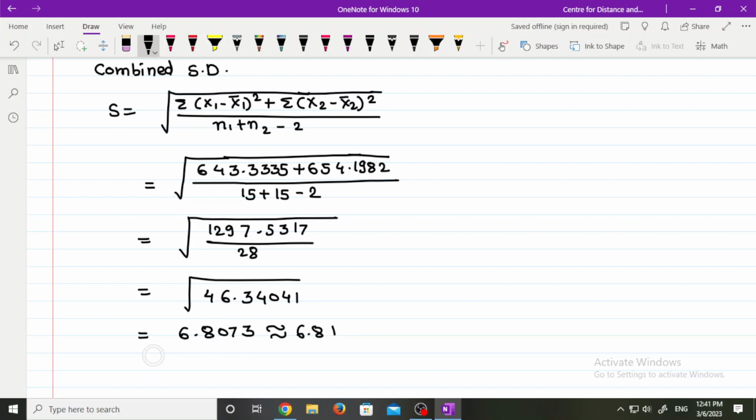which is approximately equal to 6.81. And the variance, that is V, is equal to 6.81 squared, which is equal to 46.31. Then we calculate the standard error.